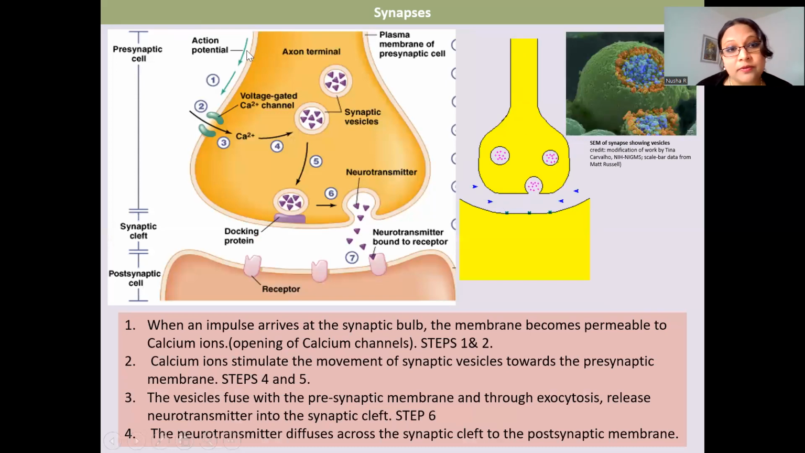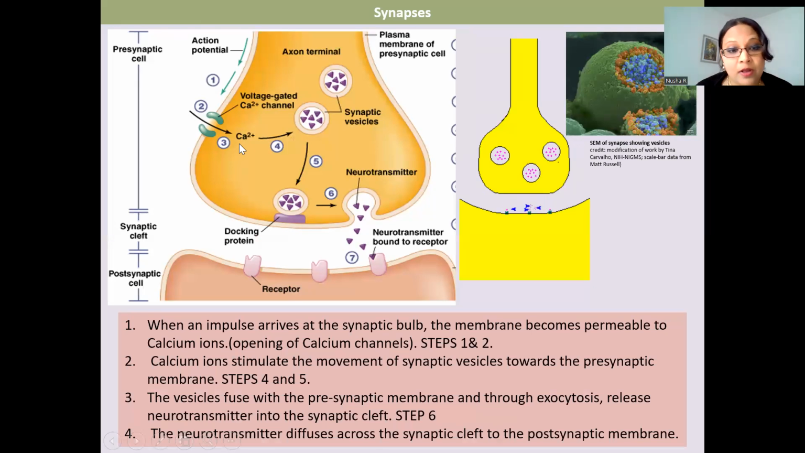So when an impulse arrives at this end, called the synaptic bulb, what it does to the membrane is it opens calcium channels. These are voltage gated. So when the action potential arrives here, because of depolarization of the membrane, these calcium channels open. Hence the term permeability to calcium ions. So obviously calcium ions diffuse from the outside into the synaptic knob.